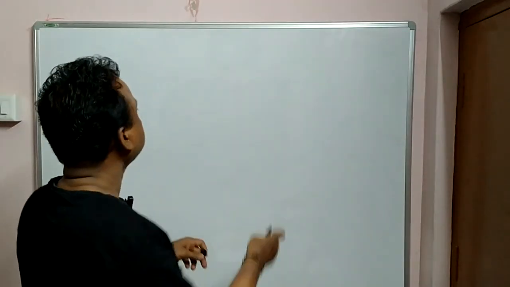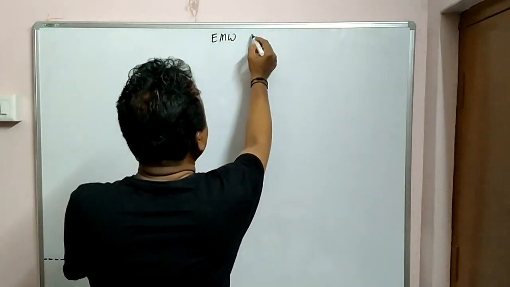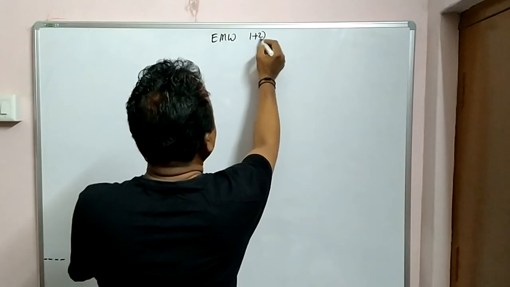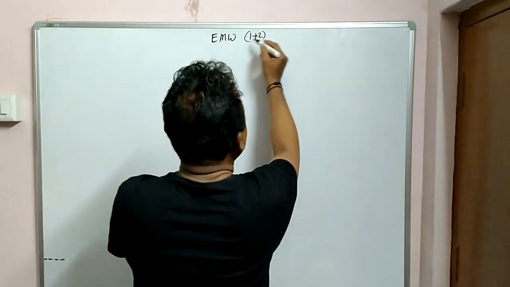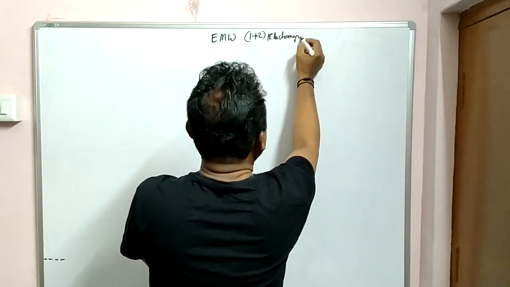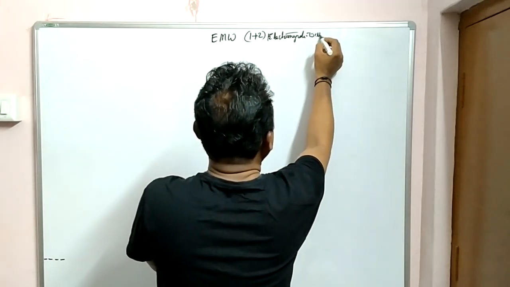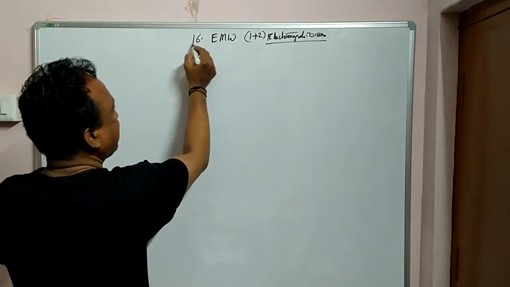Hi friends, today we will be starting our second year physics in intermediate. I will be starting with electromagnetic waves. In electromagnetic waves, in MSET, hardly will you get 1 to 2 marks. Electromagnetic waves, this is the 16th chapter in second year.